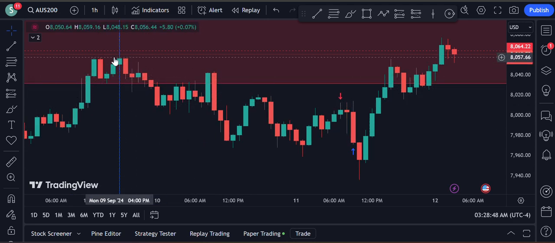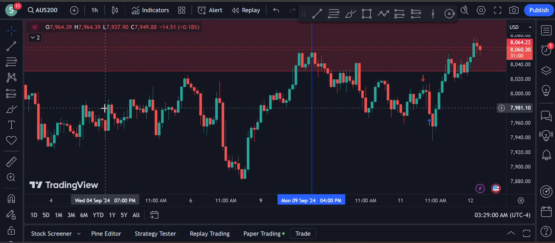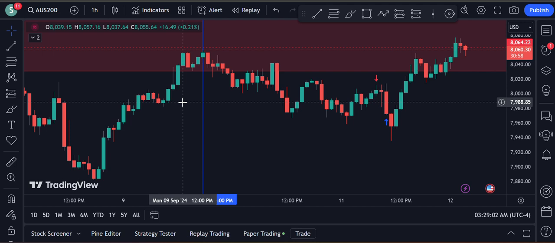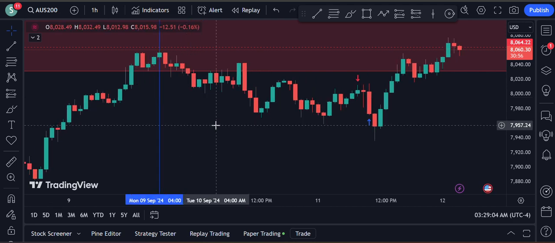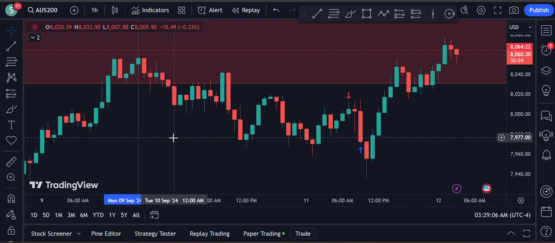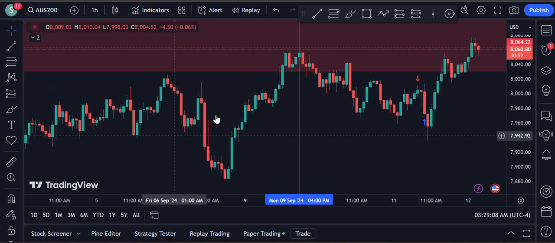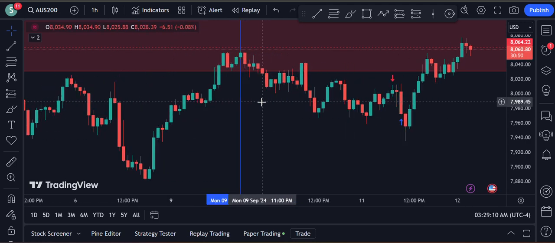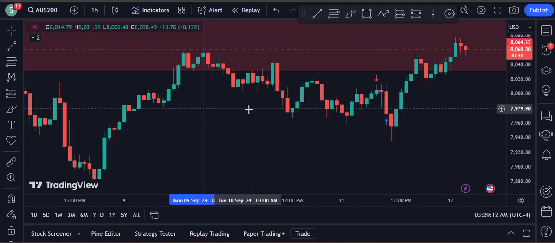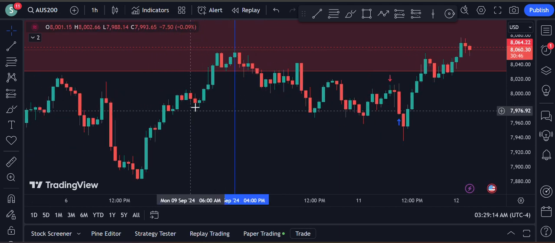So what we see is that after this point, once it hits this supply zone, and I have marked it week to week, that means I'm being a bit aggressive. Why am I being a bit aggressive? Because it has broken so many demand zones, like three or four demand zones. So I'm a bit aggressive on this supply zone.